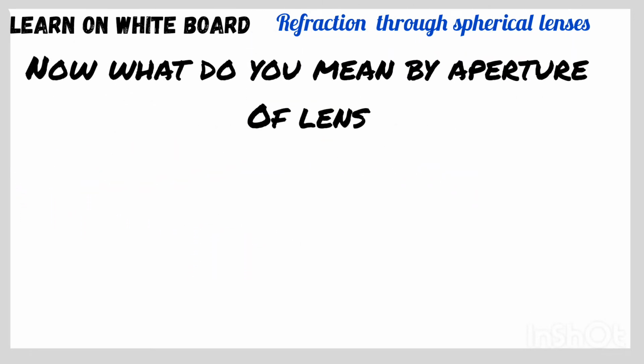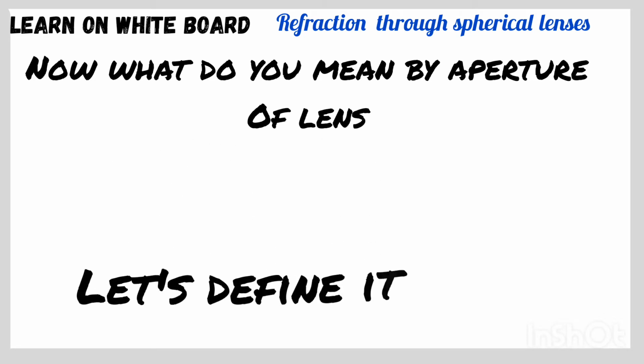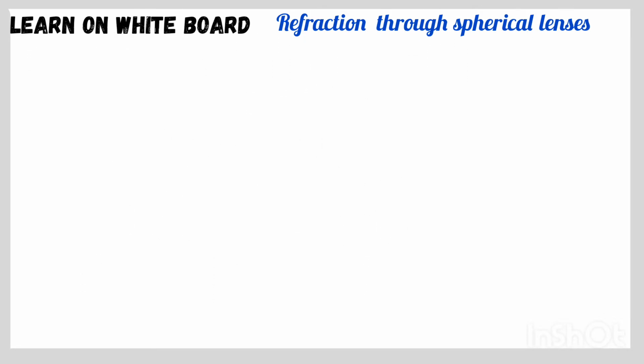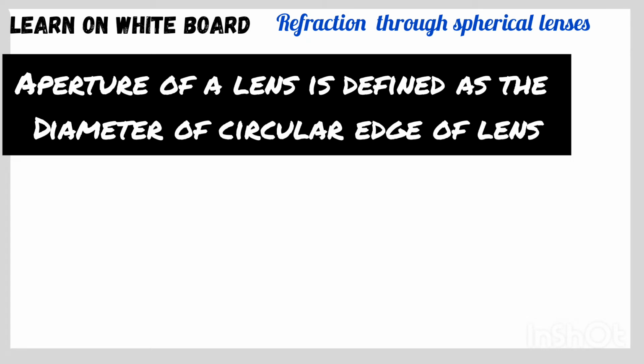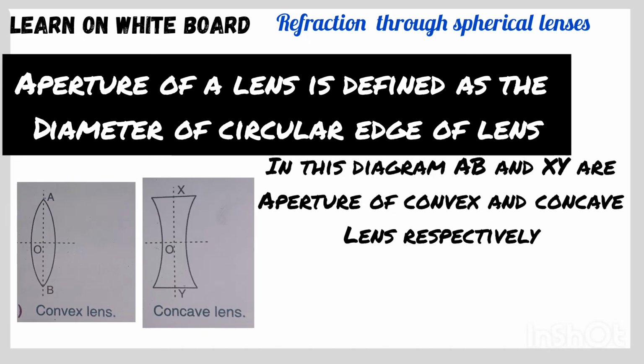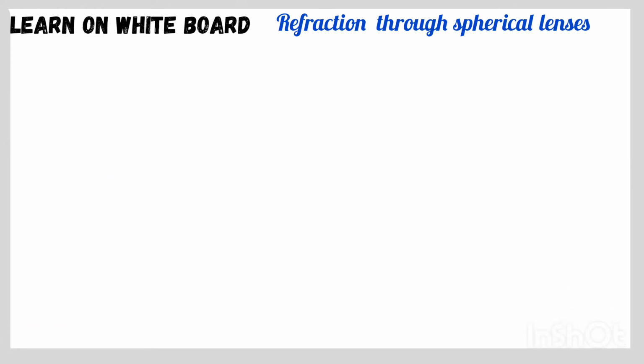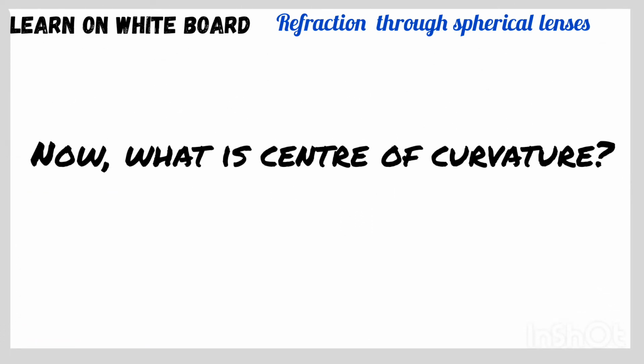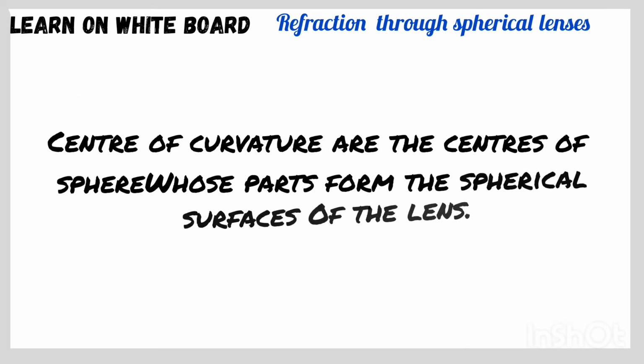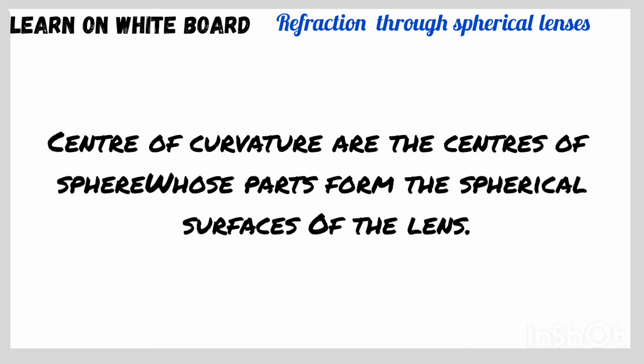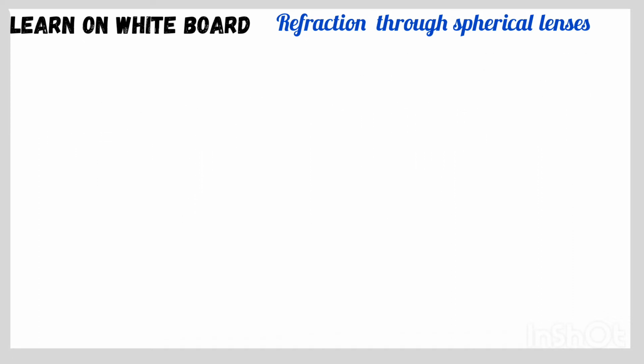Now what do you mean by aperture of lens? Let's define it. Aperture of a lens is defined as the diameter of the circular edge of the lens. In this diagram, AB and XY are the aperture of convex and concave lens respectively. Now what is center of curvature? Center of curvature is the center of the sphere whose part forms the spherical surface of the lens.